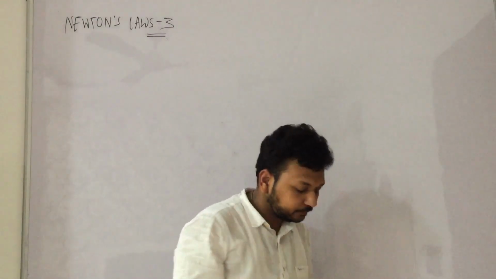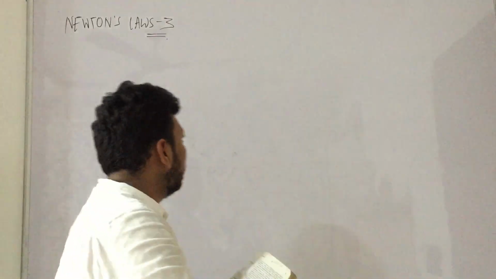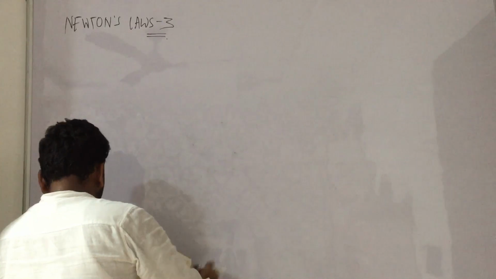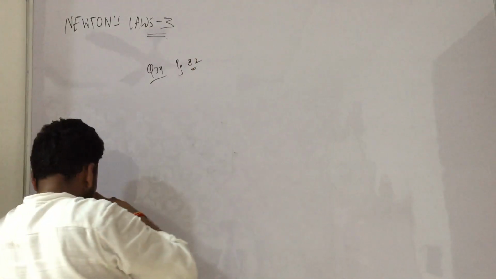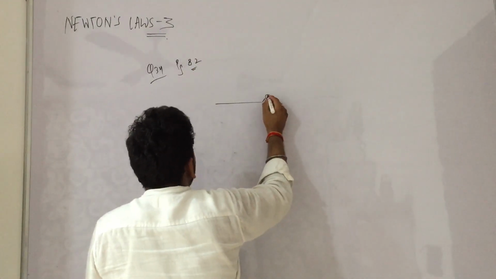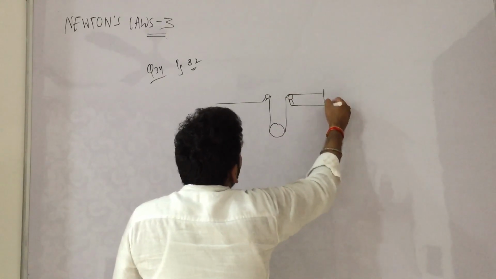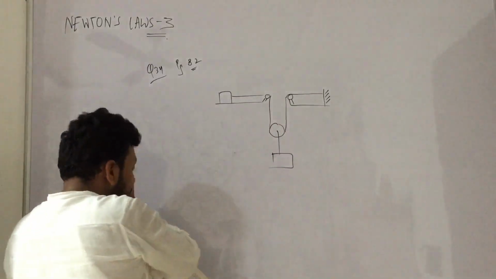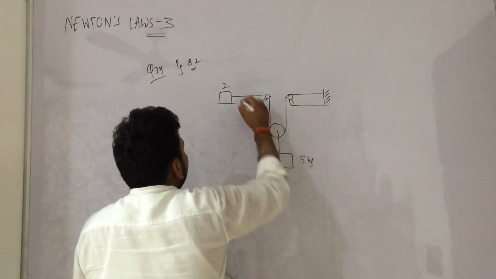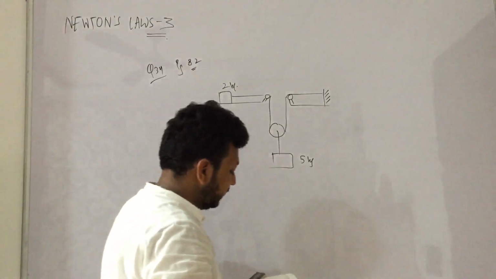Okay, so let us do some questions from H.C. Verma based on these. We have question number 34 from page number 82. So this is how it goes. This is 2 kg, this is 5 kg. The system is left to itself and we have to find the accelerations.